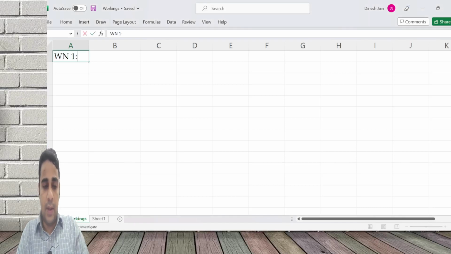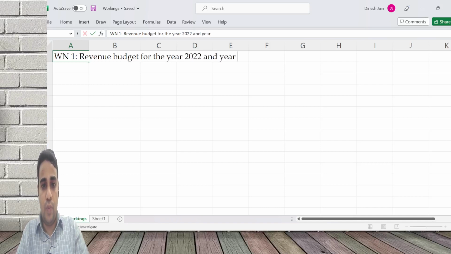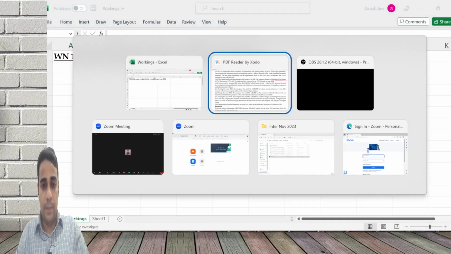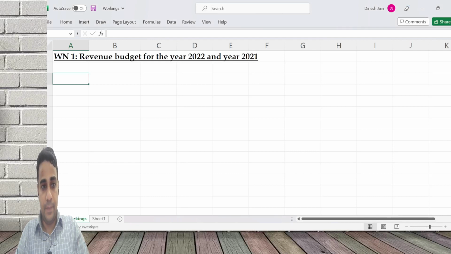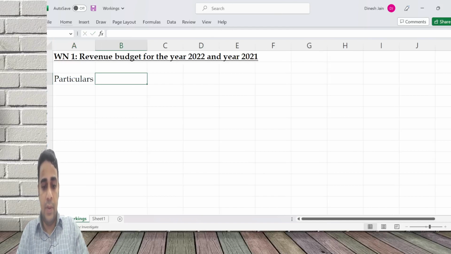Working note 1, revenue budget for the year 2022 and year 2021. We're going to do it together. Particulars: I'll write 2021 first and 2022 second. Any order is fine.